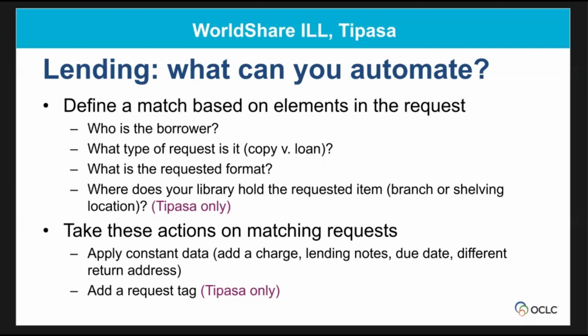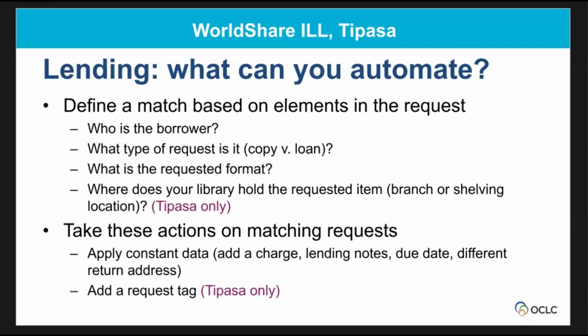Okay, yes. So this is our lending automation, which is newer. If you have Tipasa, you can take full advantage of this. I'm sorry, what I was saying earlier was going down the borrowing path. On the lending side, you can say yes more quickly. We have some ways that you can check who the request is coming from. Is it a copy or a loan? What's the format?